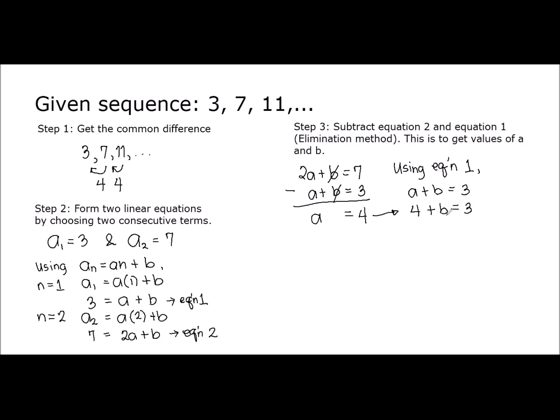So we need to combine the like terms. The like terms there are 4 and 3. In a short way, we're going to transfer the positive 4 beside the 3 to the other side of the equation, and it will become a negative 4. That gives us negative 1. So take note that the value of a is 4 and the value of b is negative 1. Okay? So we will now proceed to our last step.